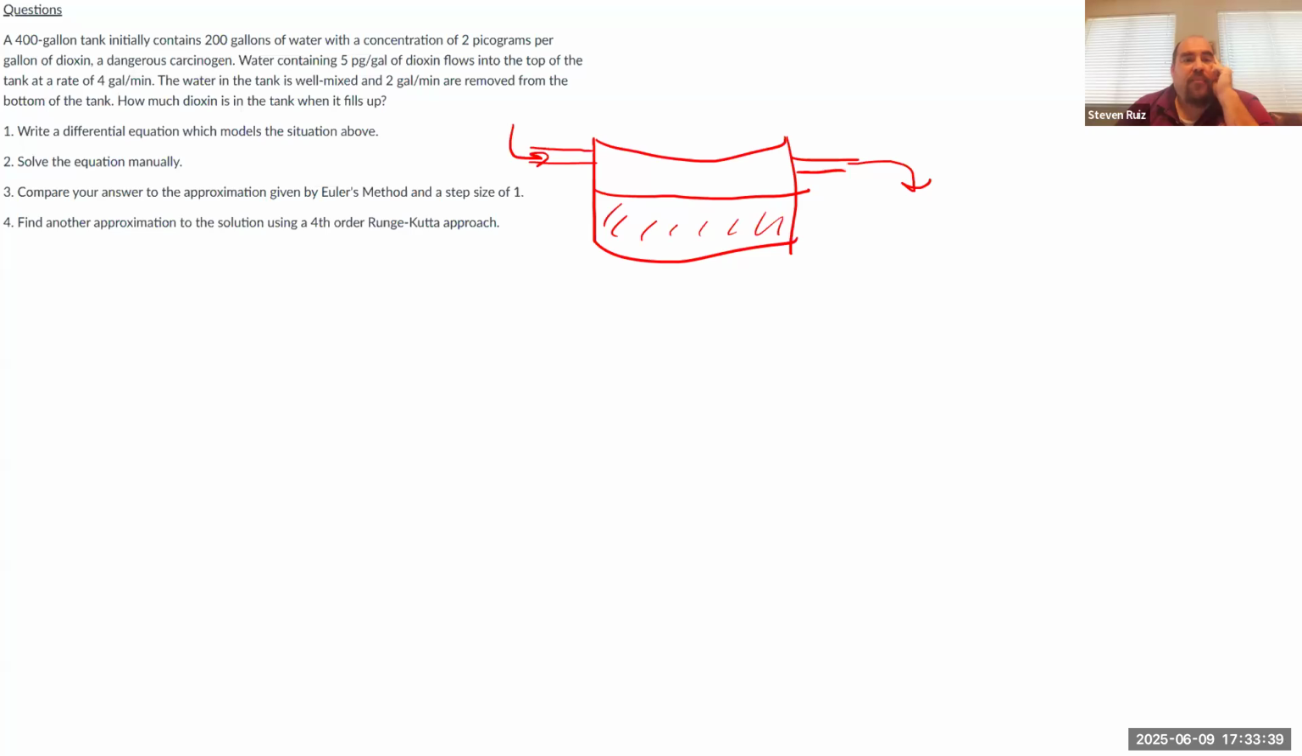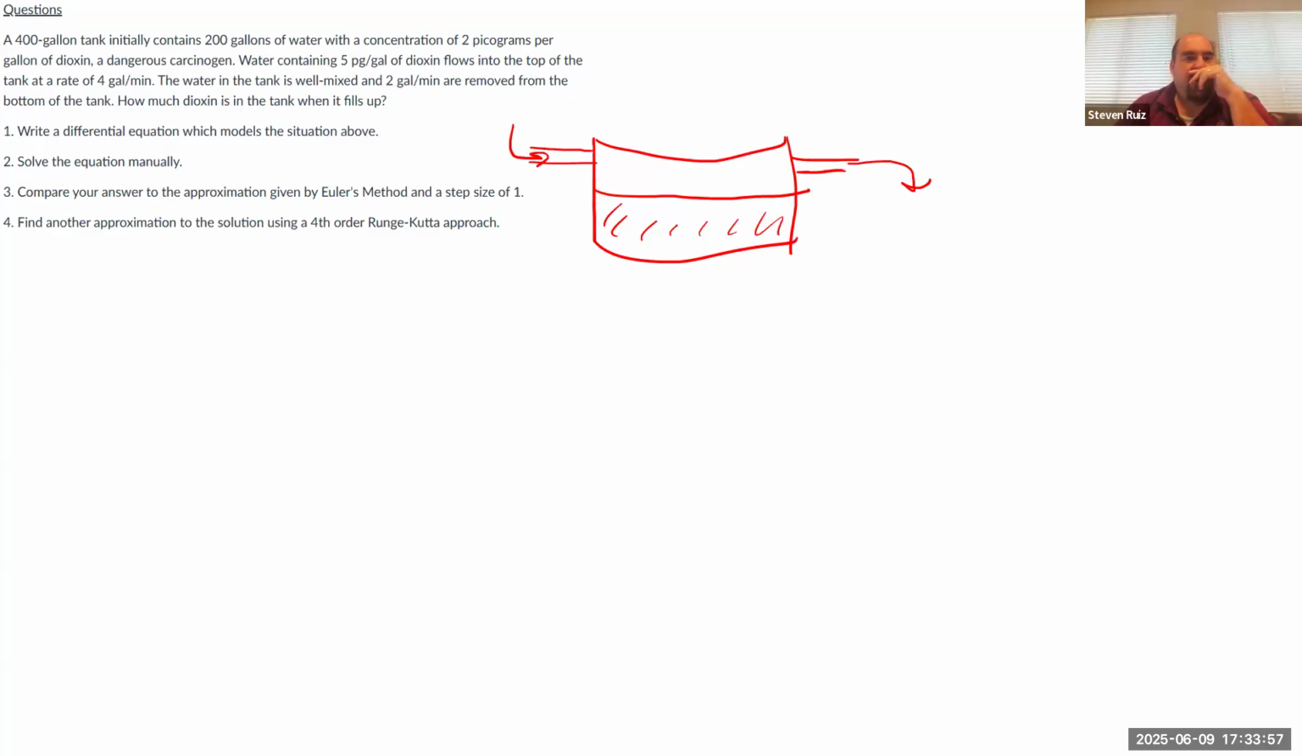We know water containing 5 picograms per gallon of dioxin flows into the top of the tank at a rate of 4 gallons per minute. The water in the tank is well mixed, and 2 gallons per minute are removed from the bottom of the tank. How much dioxin is in the tank when it fills up?